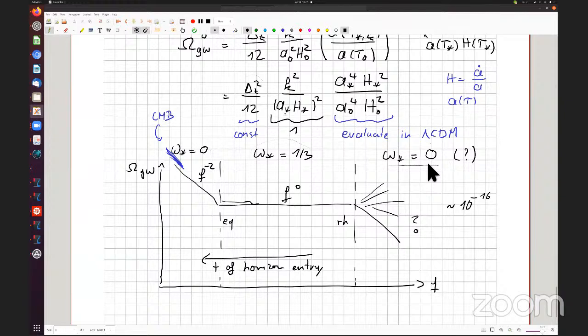Okay, and so what would spectrums look like if you're looking at things post-inflation, in terms of something like baryogenesis?